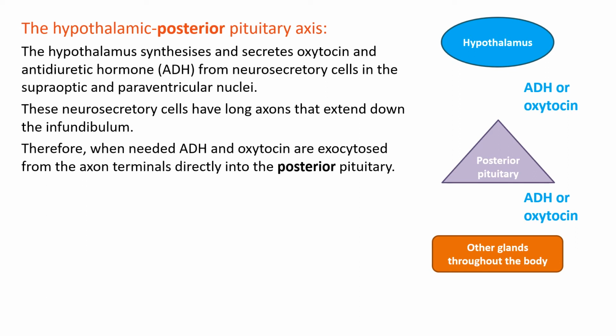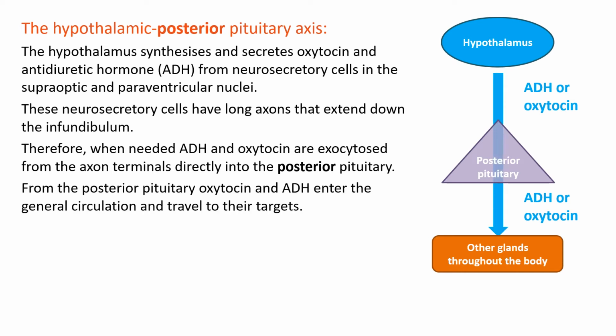So the neurosecretory cells, in terms of the hypothalamic-posterior pituitary axis, have long axons. Those long axons travel all the way down the infundibulum, and their axon terminals are in the posterior pituitary. So therefore, when they're needed, ADH and oxytocin can be exocytosed from those axon terminals directly into the posterior pituitary. No hypophyseal portal system involved here. From the posterior pituitary, those same hormones that were synthesized in the hypothalamus, oxytocin and or ADH, enter the general circulation and travel to their targets.